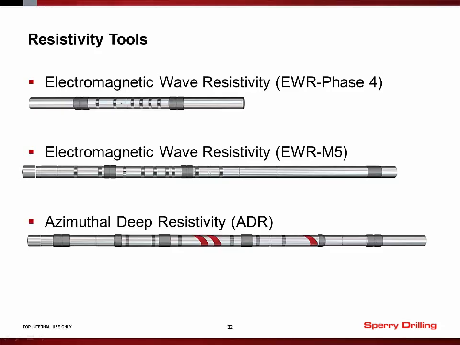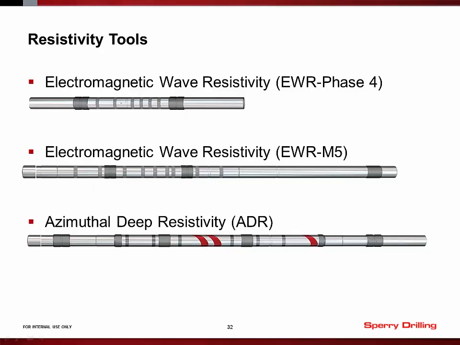Today we have three basic designs of resistivity sensor that we use. We have the EWR phase 4. EWR stands for electromagnetic wave resistivity. That tool's been around for quite some time now and is in fact being retired from the fleet, although we do still have quite a large number of those tools around.